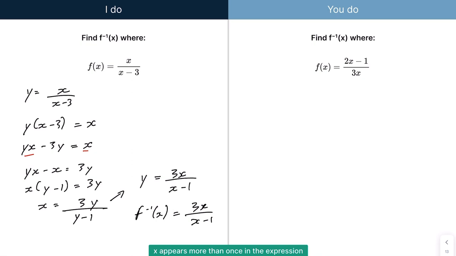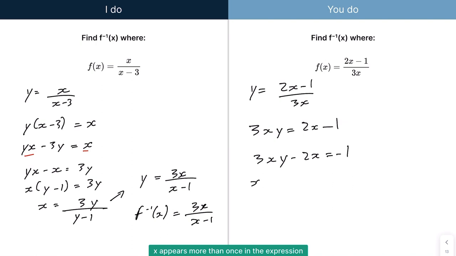So again, hopefully you've pressed pause and had a go at the example on the right. So we have y equals 2x minus 1 over 3x. We want to rearrange it for x, so that's 3xy is equal to 2x minus 1. Move the x's to the left. Factorize the x. And you end up with x is equal to minus 1 over 3y minus 2.